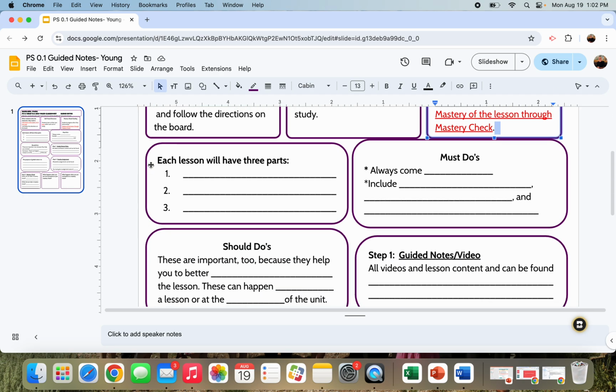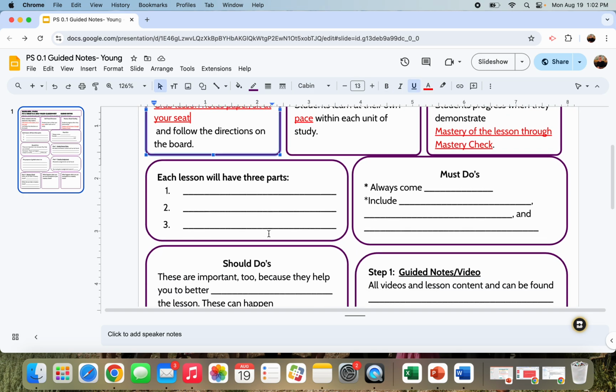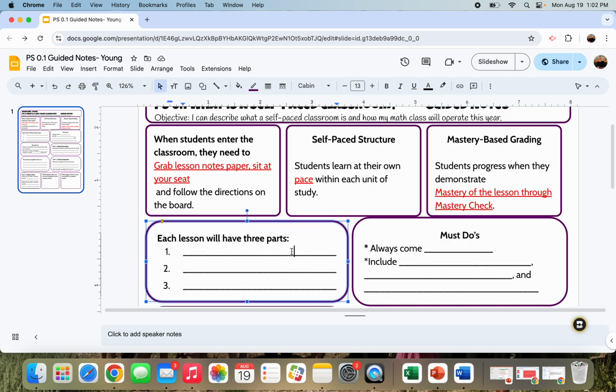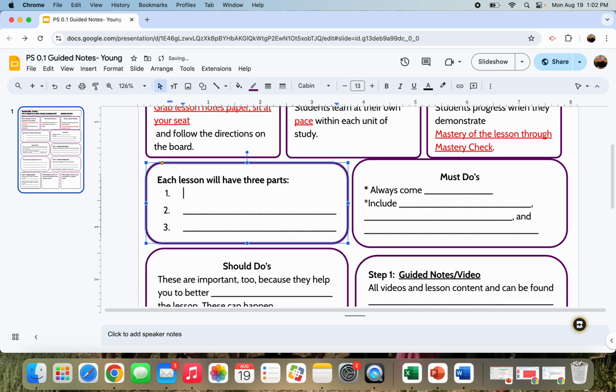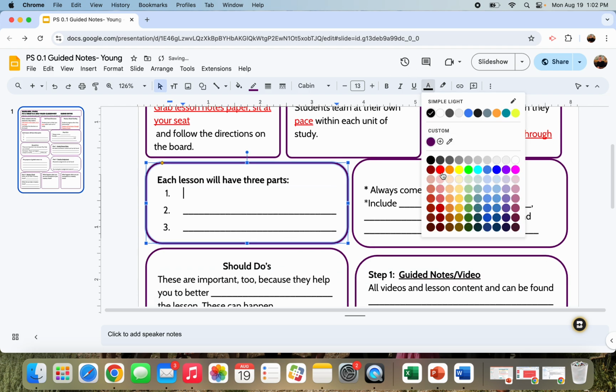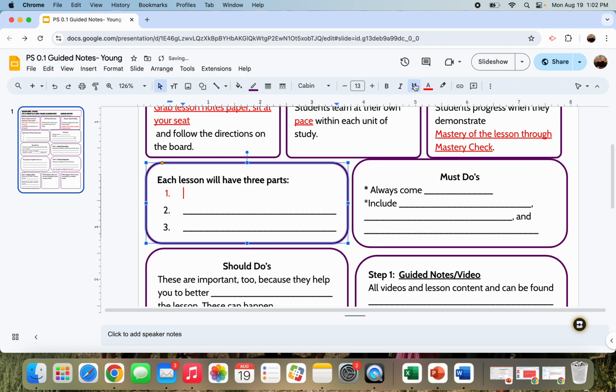Okay, each lesson, when you have a lesson coming into my class, there's going to be 3 parts to it. So I'm going to start with part 1. So part 1 is a guided notes with a video. Okay, this is like what you are doing currently. You are watching this video and you are writing the notes down on your paper.